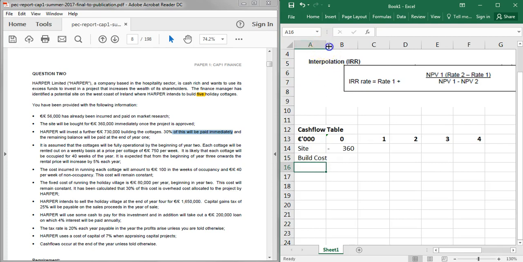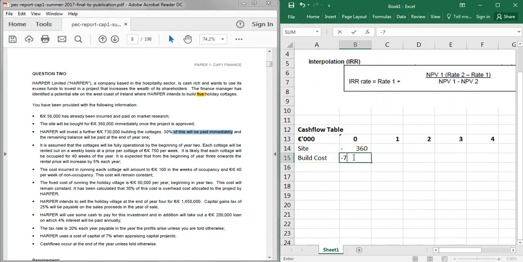So the build cost is split 30% of 730 immediately, which is times 0, and 70% of 730 at the end of year 1. So it's 219 initially, 511 at the end of year 1. A lot of these are straightforward, but get the marks. Get them easy and then worry about the calculations at the end, because you're constantly building marks as you go along.